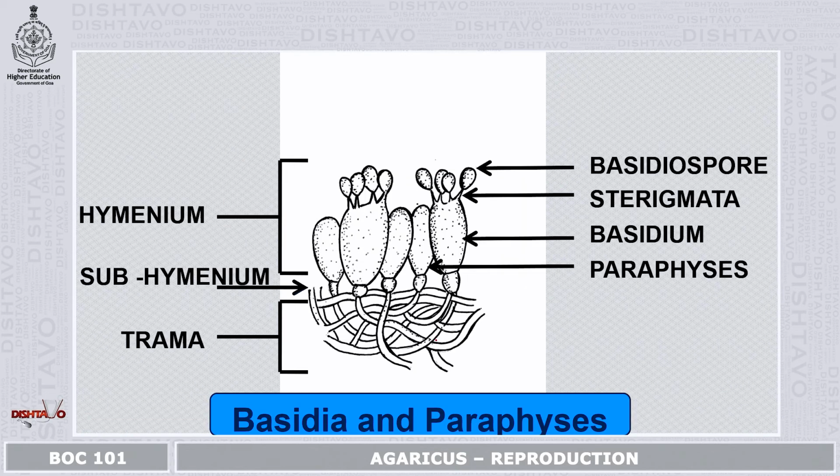So this is how it looks, students. You have the trama region of the gill, you have the subhymenial region, and the fertile region, which is the hymenium, which will bear the basidium, the sterile paraphyses, the peg-like sterigmata, and the basidiospores.